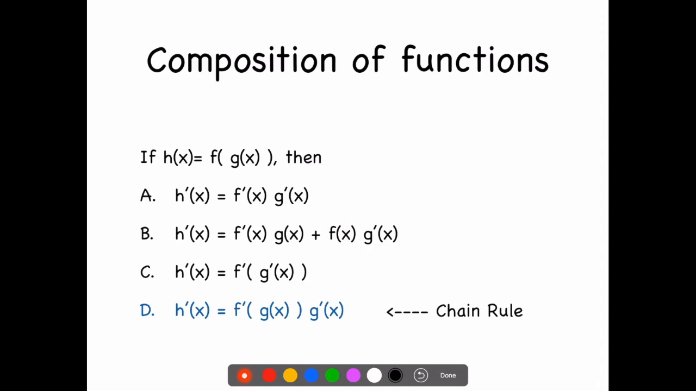The correct one is the last one here, where I take the derivative of the outer function, f prime, and plug the inner function into it, g of x, and then multiply that by the derivative of the inner function. When I say inner function, I mean the one that's being plugged into the other function. Okay, so that's the correct form for the chain rule, which gives you the derivative of a composition of functions.